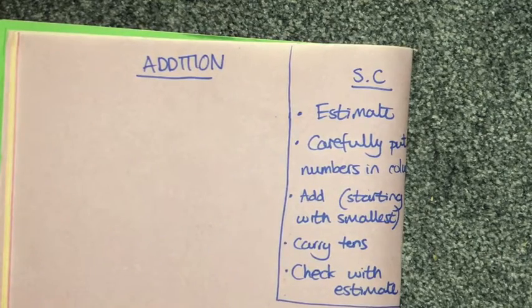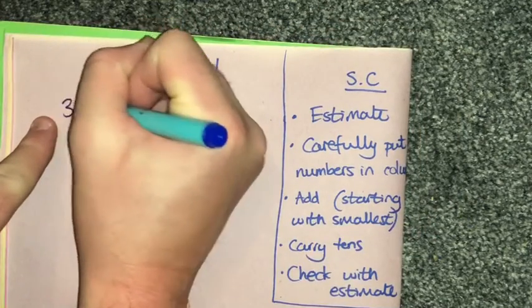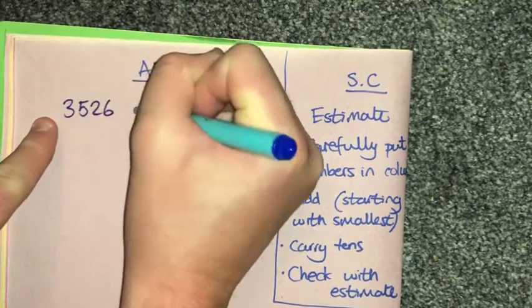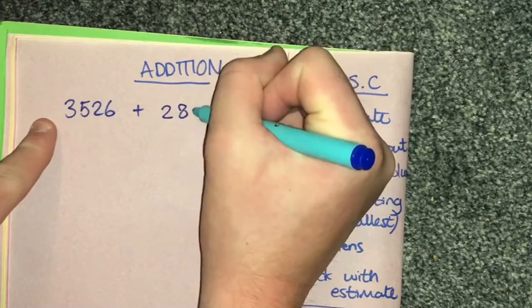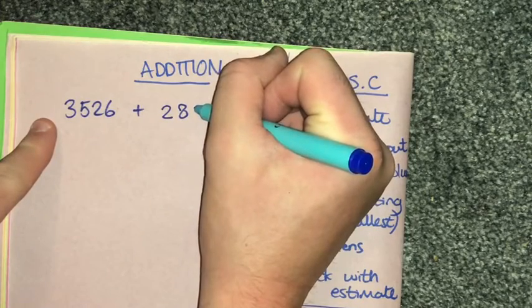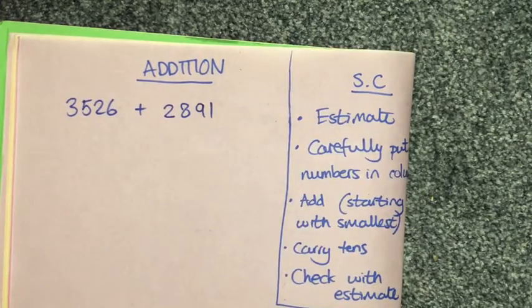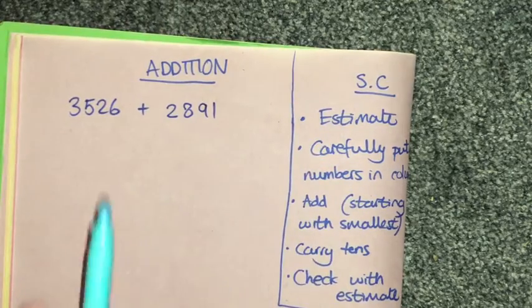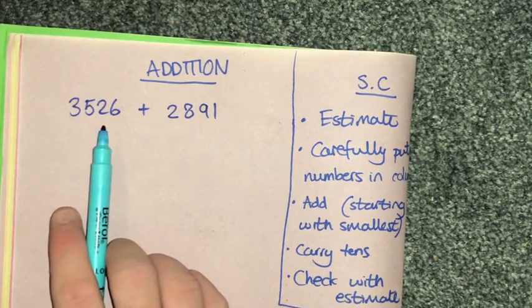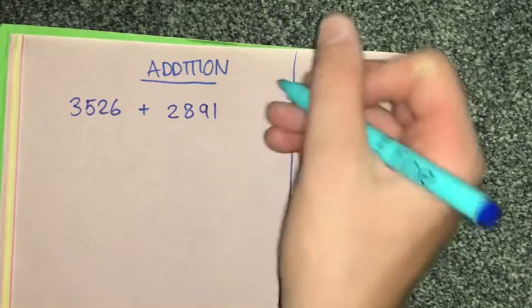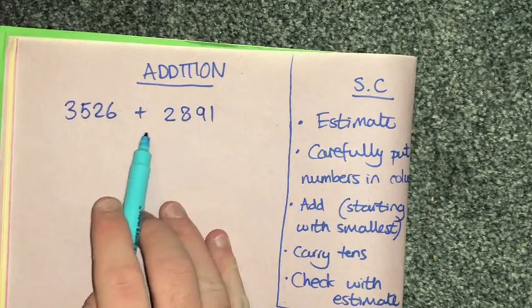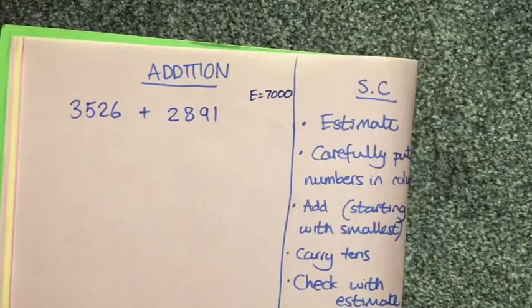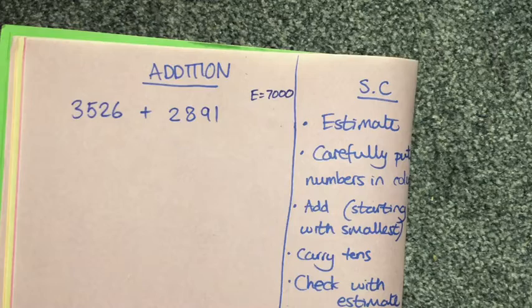So let's say we've got something like 3,526, add 2,891. So first job, estimate. 3,526, if I round that up, I'm going to be somewhere near 4,000. That's going to be towards 3,000. So my estimate, E equals 7,000. Okay, it's really important to do that because we can check it towards the end.